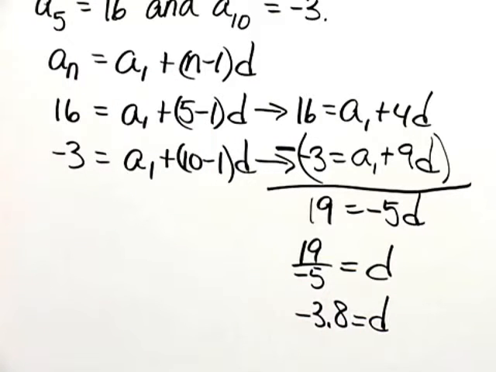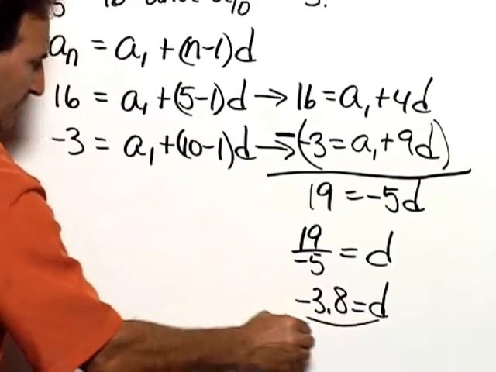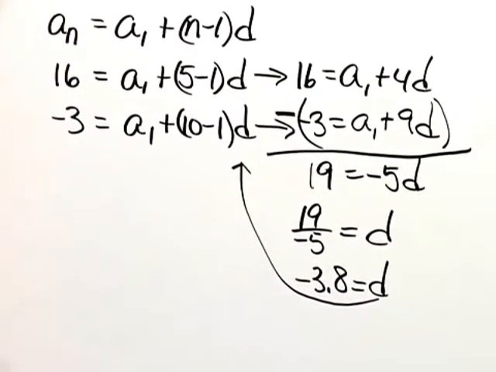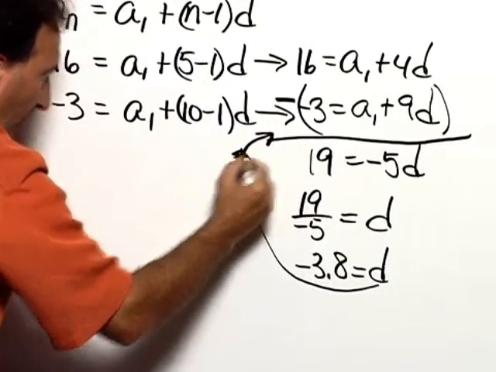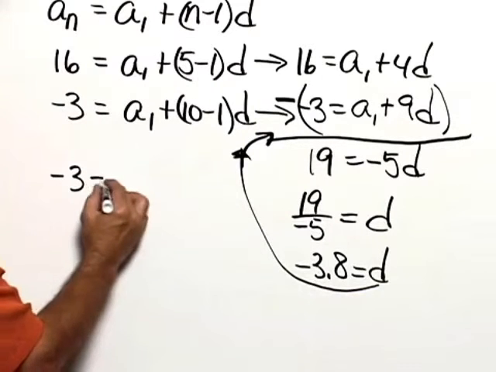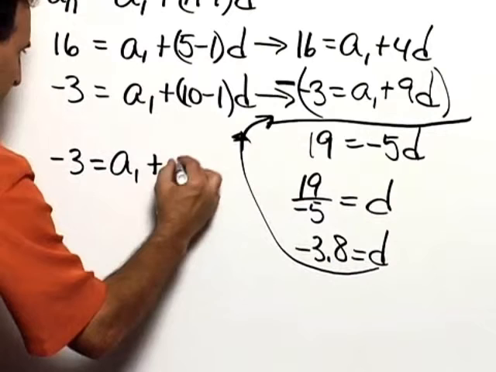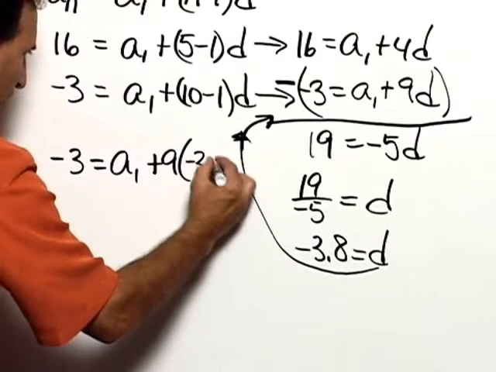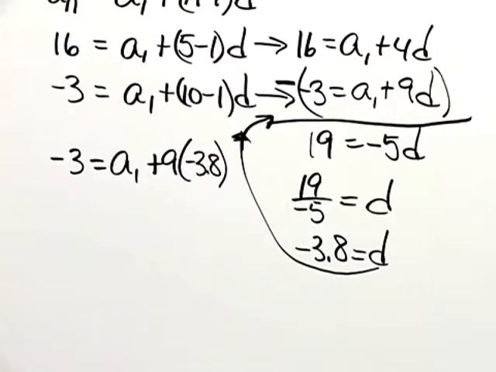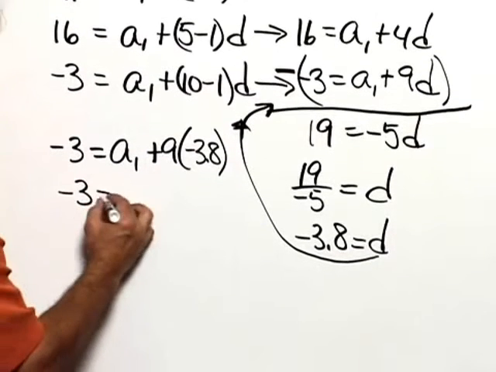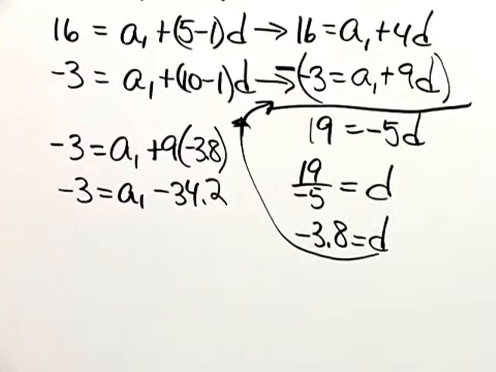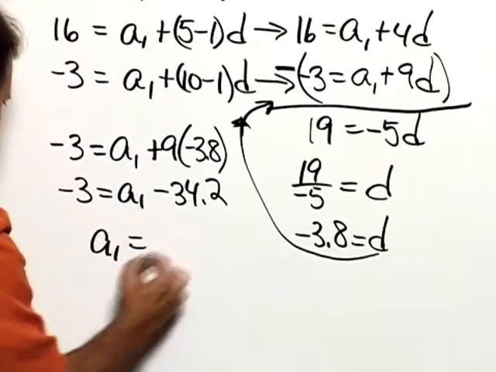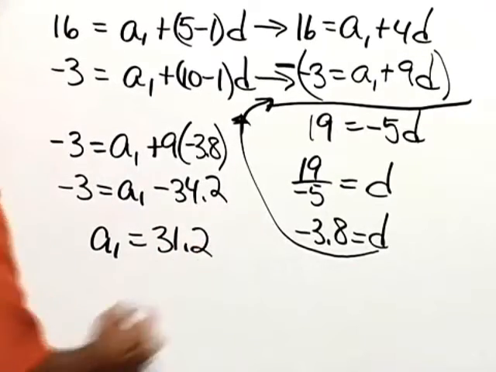What we'll now do to solve for a sub 1 is substitute this d value into this equation. Actually, this equation here, the simplified form. And so that would be negative 3 equals a sub 1 plus 9 times d, or in other words, 9 times negative 3.8. That's going to give us negative 3 equals a sub 1 minus 34.2. Adding 34.2 to both sides gives me a value for a sub 1 of 31.2.